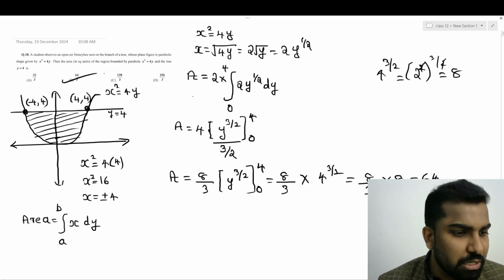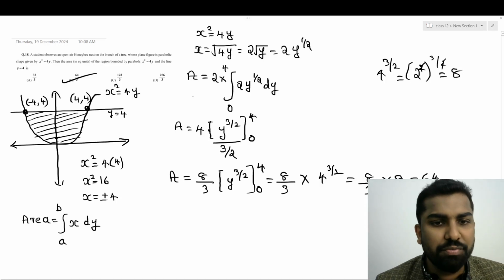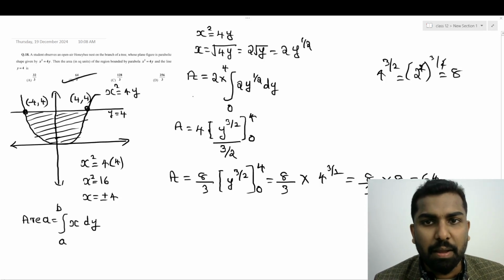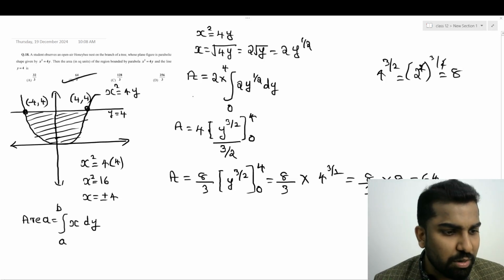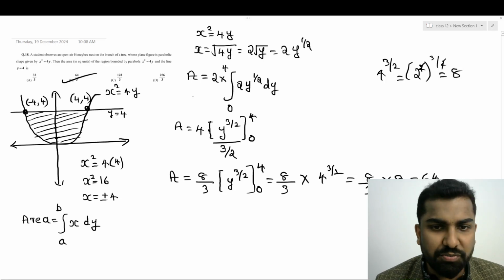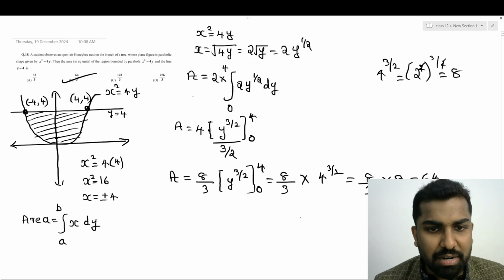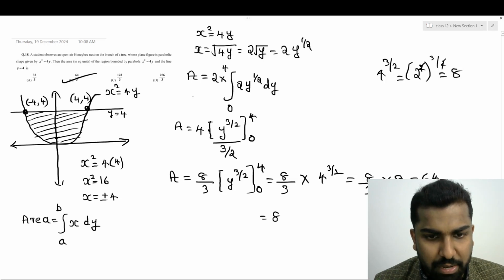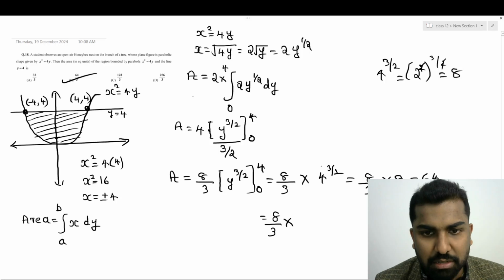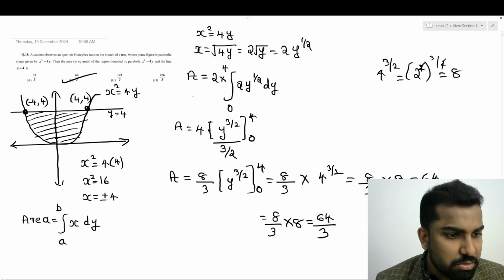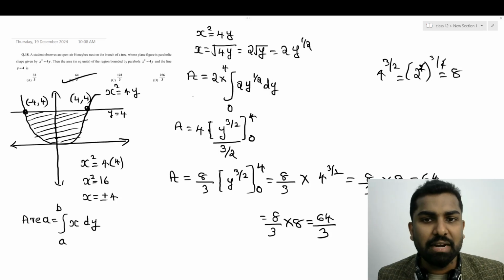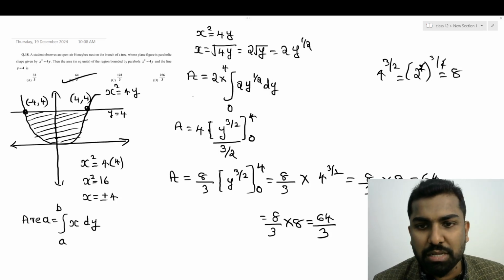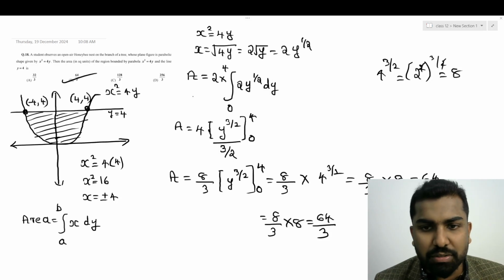It's a very easy question if you know the basics of application of integral part. Okay, so 8 by 3, I think that part was missed when I was writing. So if you want, I will write here 8 by 3. You have to multiply with the 4 to the power 3 by 2, that is 8 only. So 8 into 8 by 3, you will get 64 by 3. Alright, so 64 by 3 is the correct answer for this question. I hope this question is also clear to everyone. Let's go for the next question.